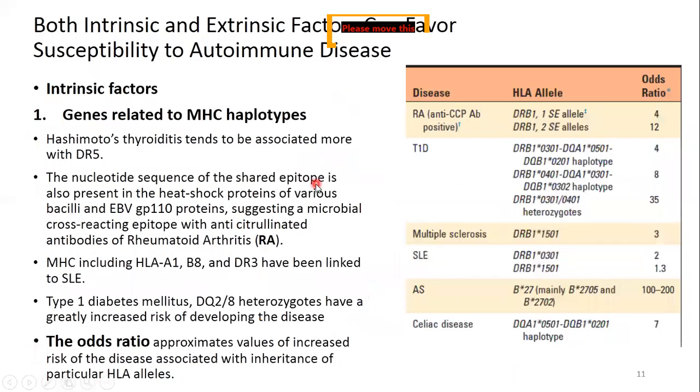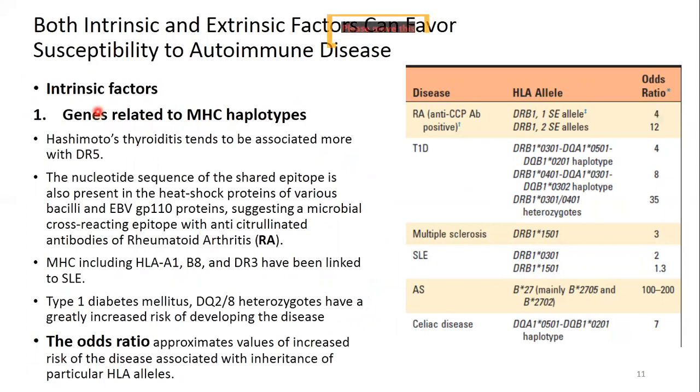What are the factors that favor susceptibility to autoimmune disease? So one of the most important is genes related to MHC haplotype. So this is one of the intrinsic factors.